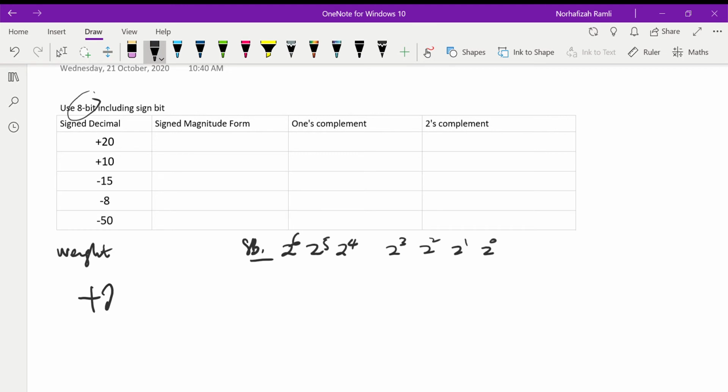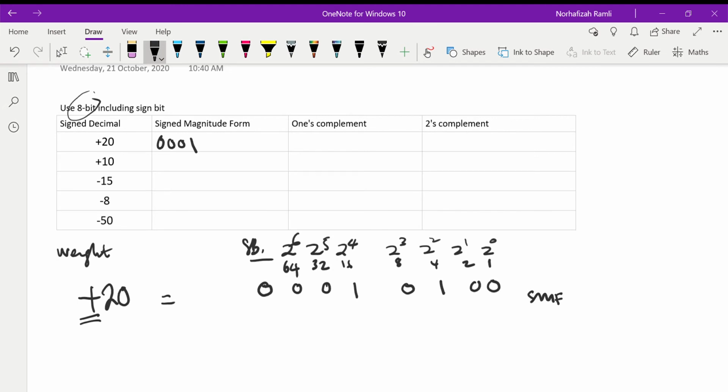So plus 20 in decimal is actually, with weights 1, 2, 4, 8, 16, 32, and 64, simply 16 plus 4, that's already 20, so the rest of the bits are 0. And because this is a positive number, the sign bit has to be 0. So this is already in sign magnitude form. Simply write it as 0, 0, 0, 1, 0, 1, 0, 0.